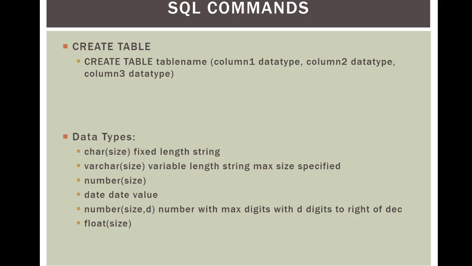Then we have number, and this is basically integer, and integers are whole numbers. Again, we're specifying how many places that is, and these are left of the decimal. So if it was 1,000, that's what we're doing.